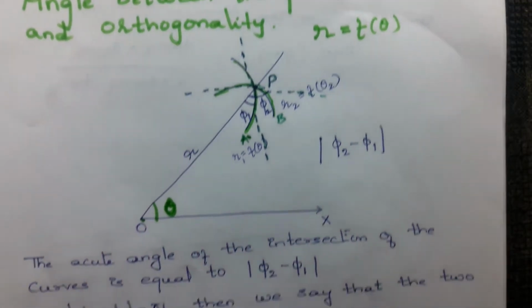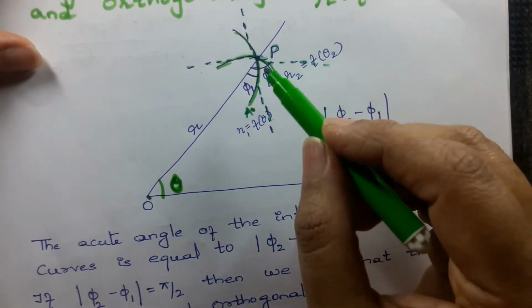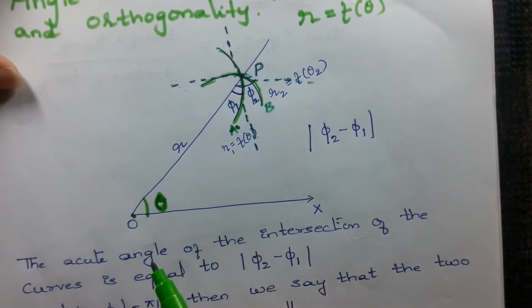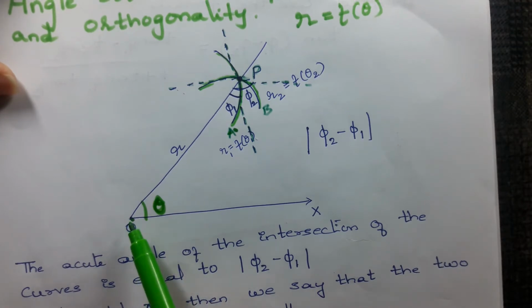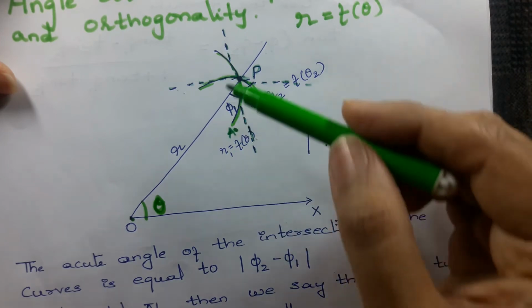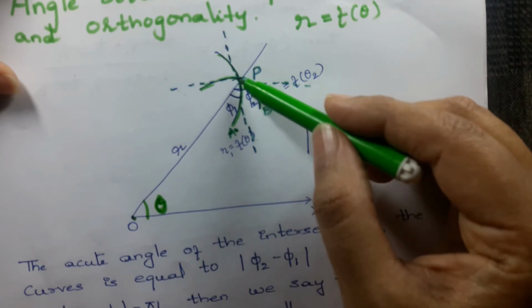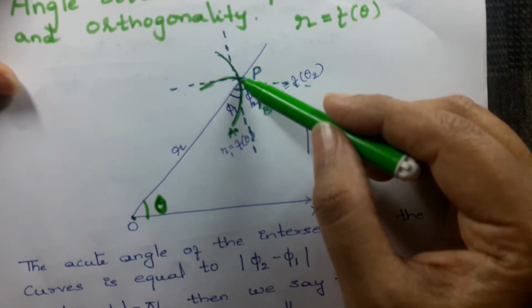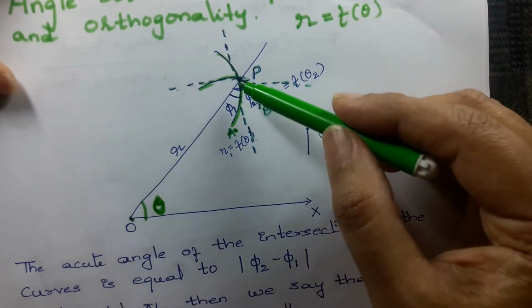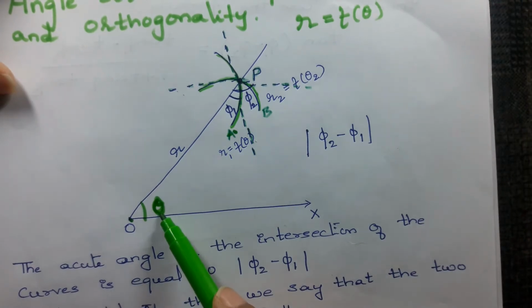Now take a look at this figure. As I explained already about polar coordinates, let me revise briefly. In the polar coordinate system, the origin is called the pole. The x-axis is called the initial line. P is any point on the plane. The line joining the pole and P is called the radius vector. Theta is the tangential angle.